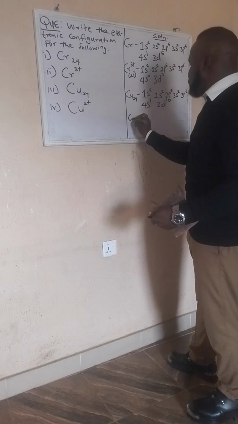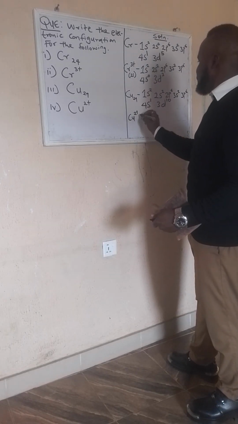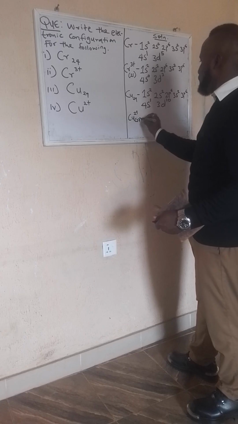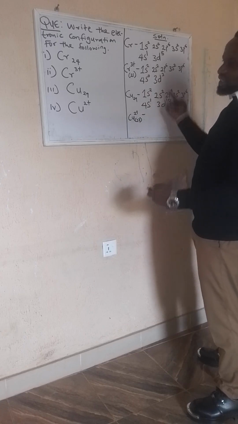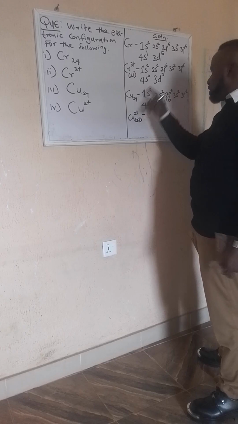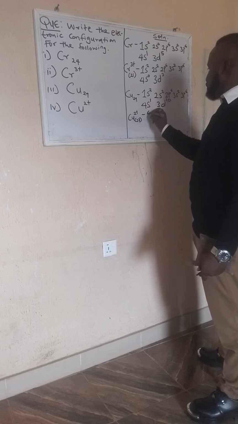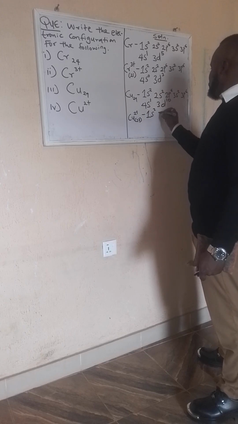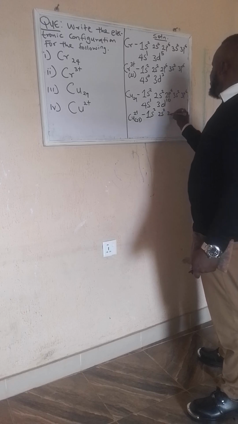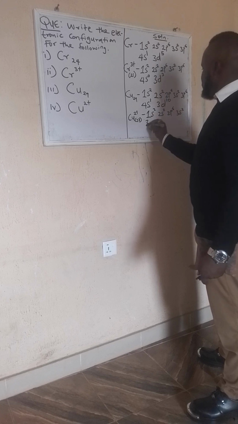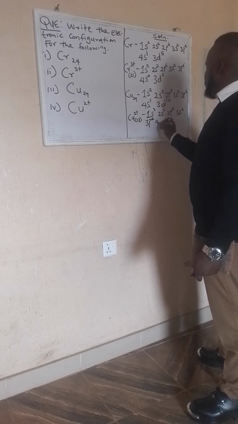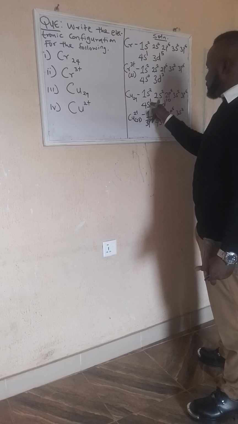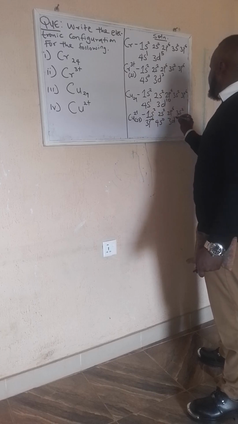And of course Cu2+ means it has lost 2 electrons, 27. Electrons are going to be lost first from the outermost electron shell before it goes to the next shell. So we have 1s2, 2s2, 2p6, 3s2, 3p6, 4s0, one of the electrons has been lost, then 3d9.